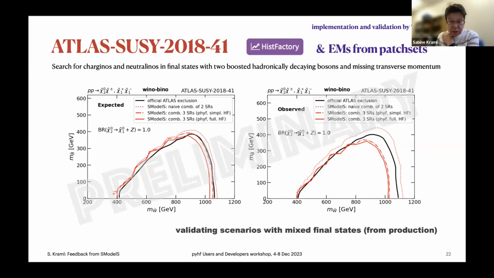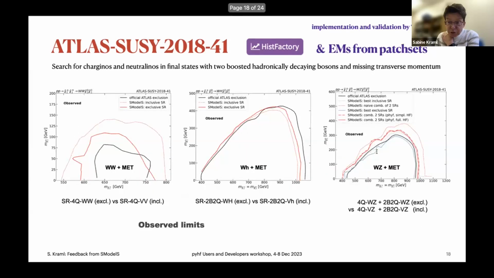But again, when the final state is WZ, so in this case wino production, where we get a mix of WW and WZ final states, we observe an under-exclusion when we use the exclusive signal regions and the combined signal regions with the full or the simplified HistFactory model. This is a bit strange because if you remember from before, in only the WZ final state we had an over-exclusion.